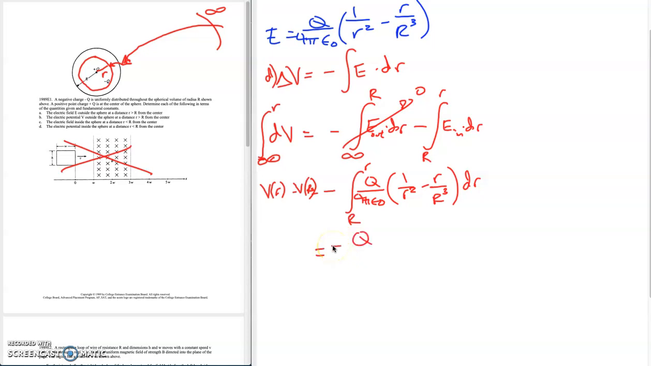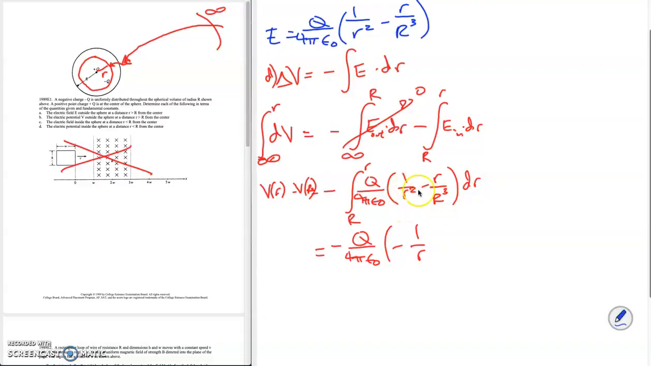So we're going to have minus q over 4 pi epsilon naught times minus 1 over r, because this is the same thing as saying r to the minus 2, and then we're going to add 1 to this exponent. It'll become minus 1, and then we divide by our new exponent, which is minus 1. So 1 over r is the same as r to the minus 1, and dividing by that produces that minus sign. Meanwhile, over here we have minus r squared over 2 R cubed, and we're going to go from big R to little r.